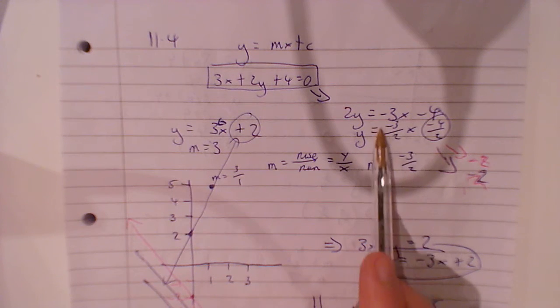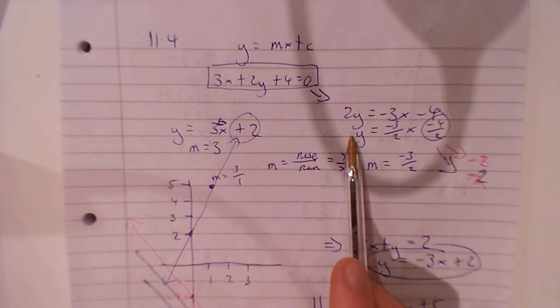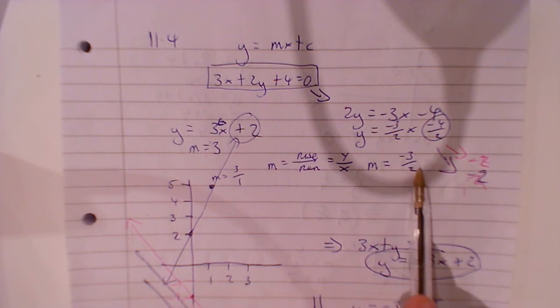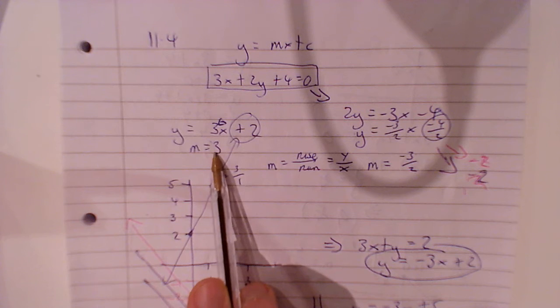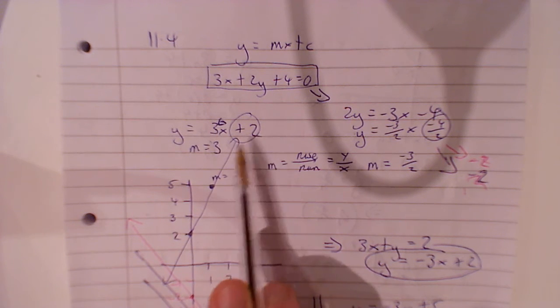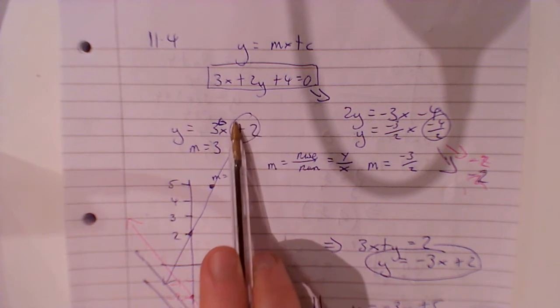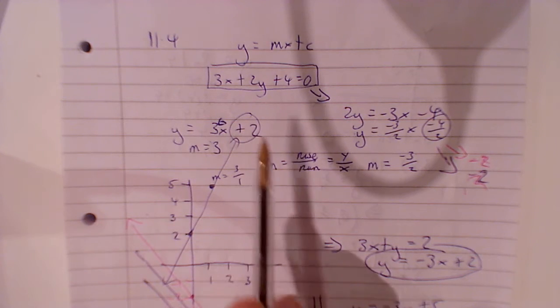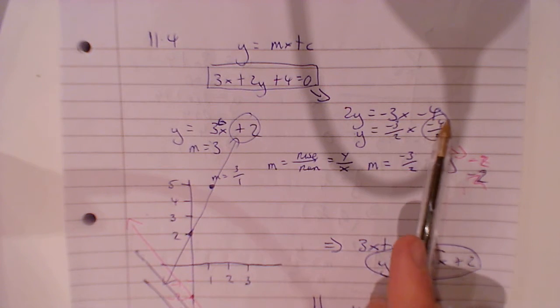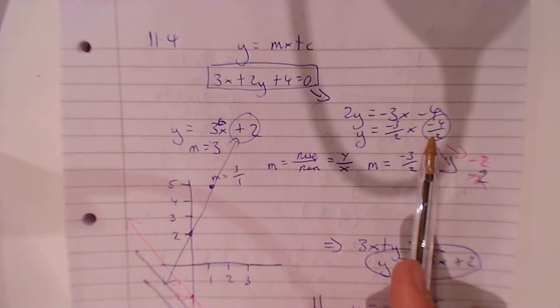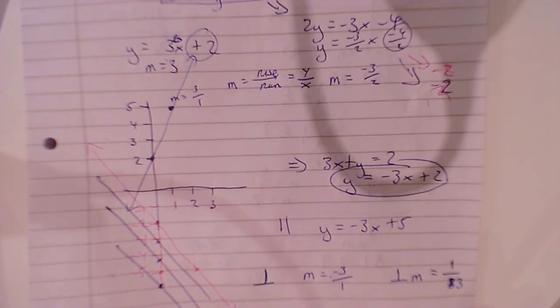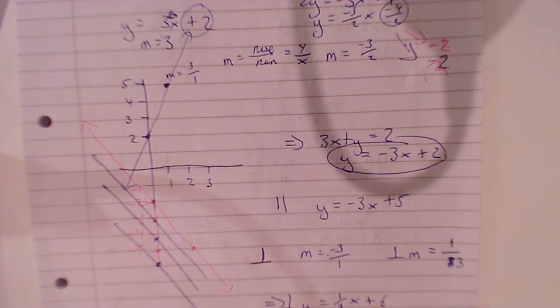So what comes right before the x when this is y is the slope, minus 3 over 2. Just like this one, y equals 3x plus 2, slope is 3. Now, Harry's going to ask, what is this number 2 here for? And this minus 4 over 2, which is minus 2. That is actually the y-intercept. Which brings us to here. They both fit in nicely there.